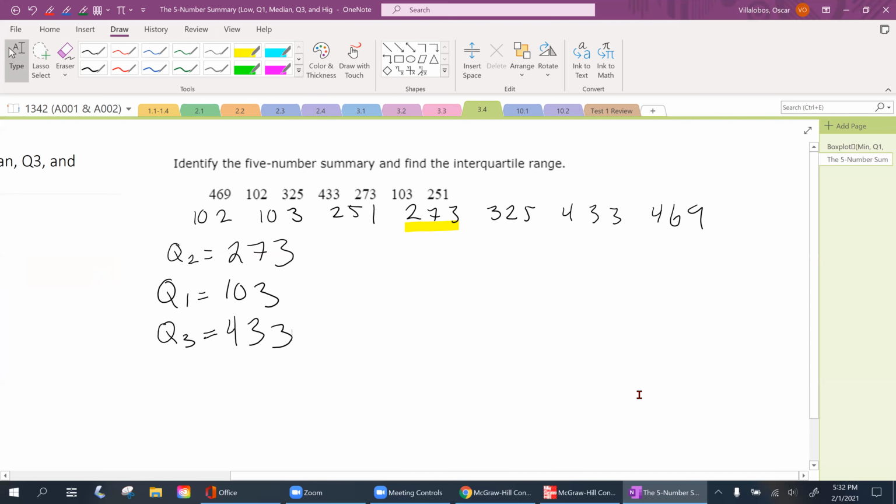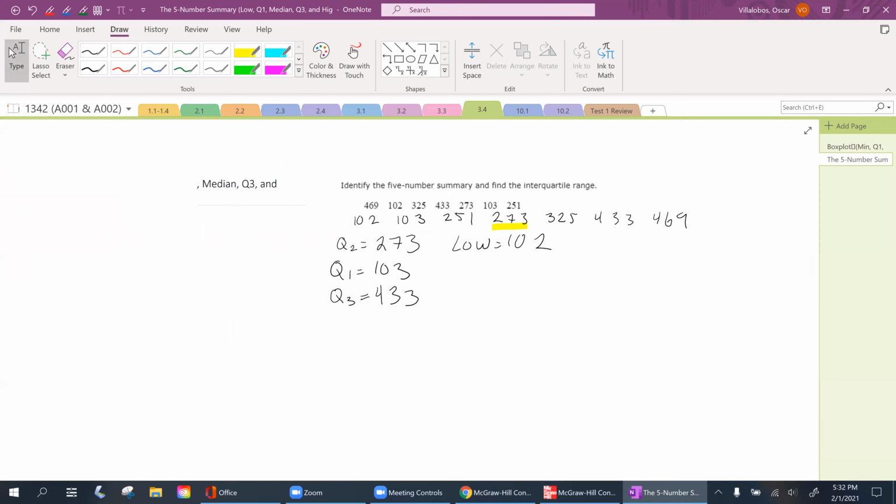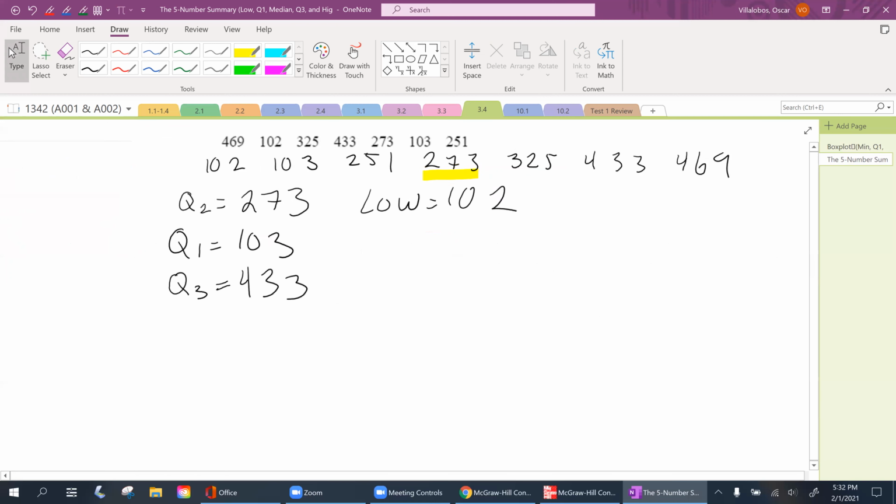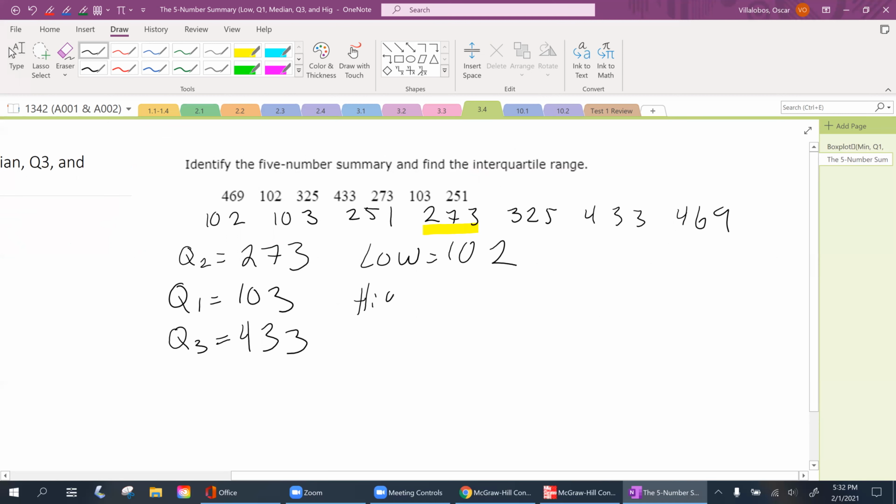And to go ahead and find my low, that's the lowest value I have in my data, right? That is going to be 102, right? That's the one right there. And then I'm going to go ahead and find my high, right? And our high is 469.